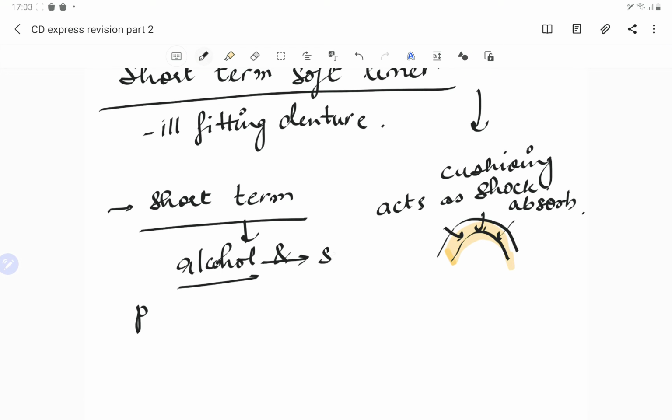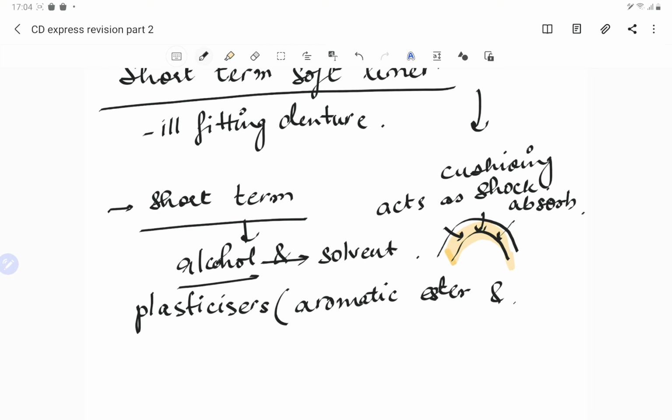So the alcohol acts as the solvent in the short term liner, and the plasticizers are in the form of aromatic esters, such as dibutyl phthalate. Plasticizer, we know that every time we read dental materials, the plasticizer is dibutyl phthalate. So once you remember it, you don't have to remember it again and again, and one way you can remember is that phthalate starts with P and plasticizer also starts with P.